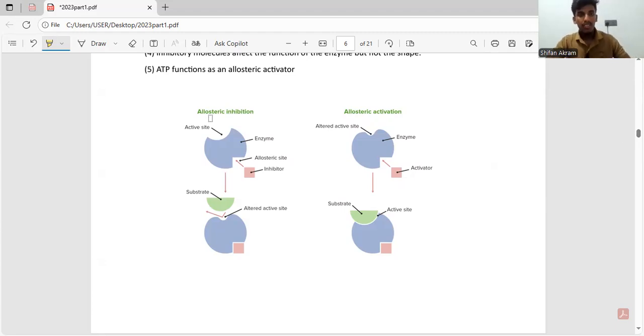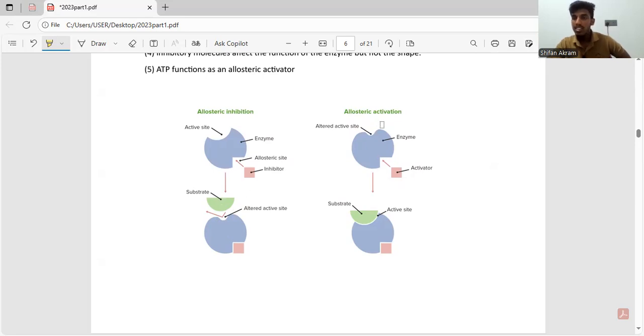Now, here I have given allosteric inhibition. So during allosteric inhibition, what happens? Normally, the enzyme is active, it can bind to the substrate. But when an inhibitor molecule binds to the allosteric site, so this site we call the allosteric site, the enzyme changes its 3D shape. So when the enzyme changes its shape, it becomes inactive. It changes the shape of the active site. So the substrate can't bind to the active site. So no reaction takes place.